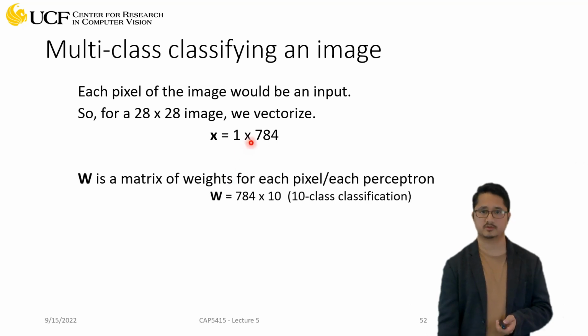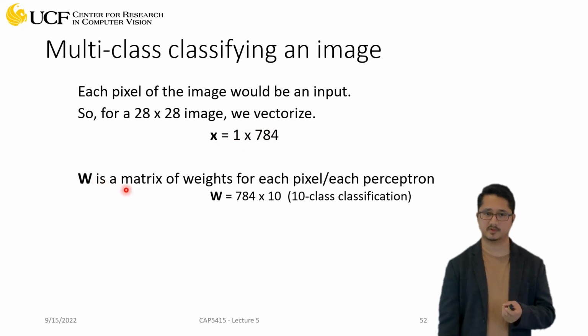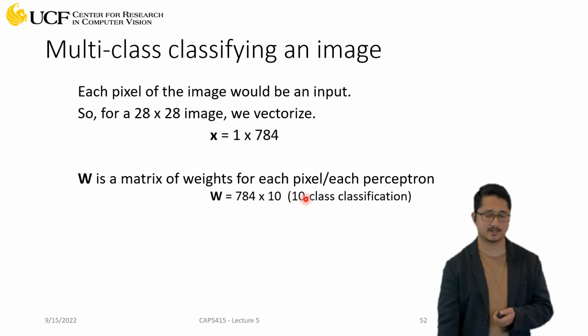Your input vector is not going to change. It will still be 1 cross 784. Your weight matrix will change. Earlier, you had just one perceptron, so you needed just 784 different values. But let's say you are solving a 10 class classification problem, which means you have 10 different object categories. For that, you will need 10 different perceptrons. So the number of parameters you need is 784 times 10. Okay, so 1 for each perceptron.